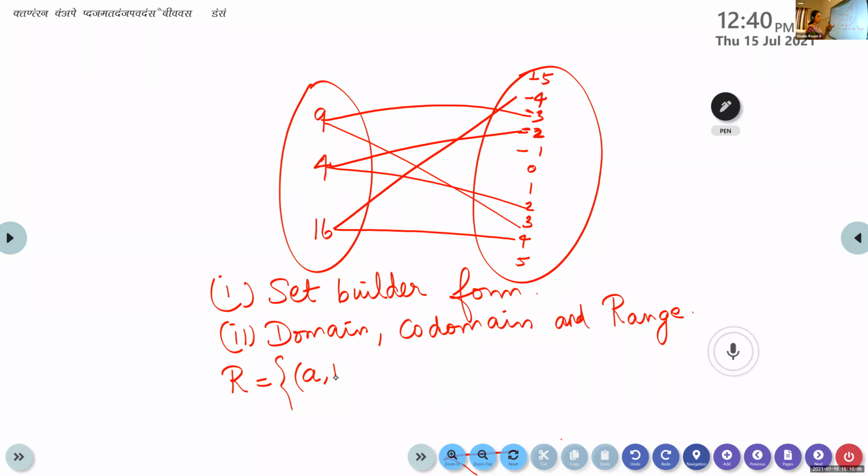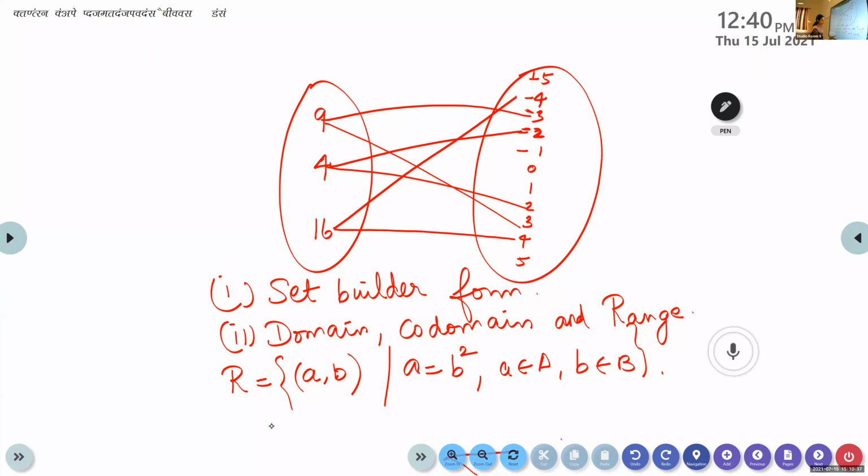That is in roster form. So in set builder form, how will you write? We are asked to write in set builder form. So we can write this as the set of all ordered pairs (a, b), where a equals b square. The first element is the square of the second element, where a belongs to A and b belongs to B.